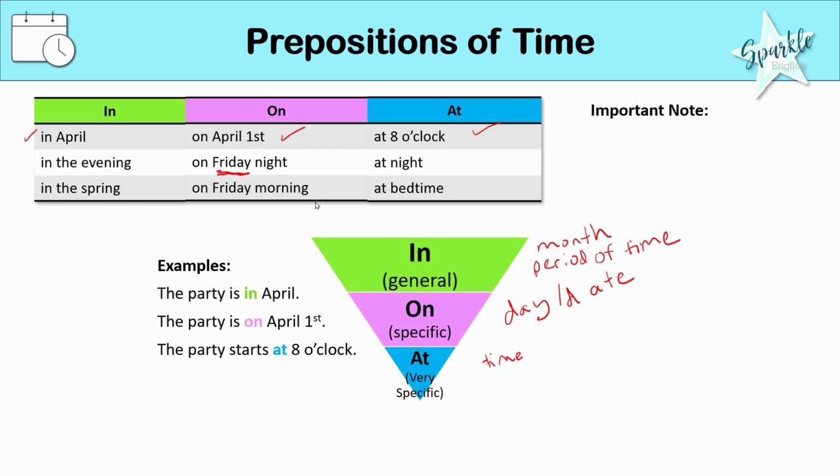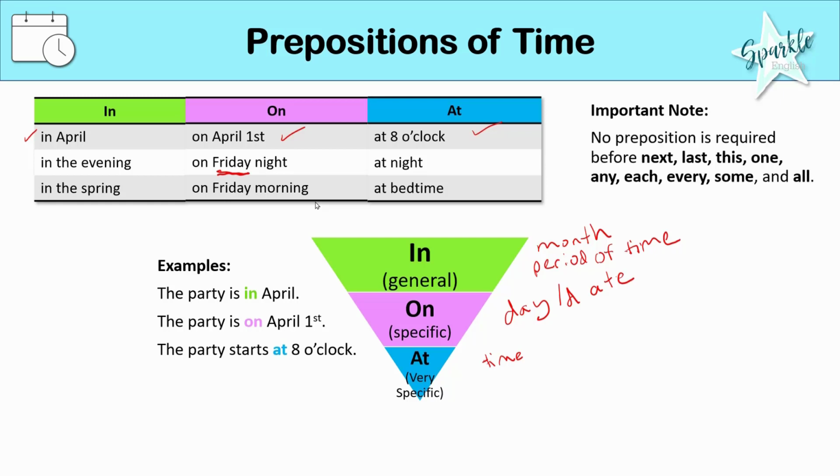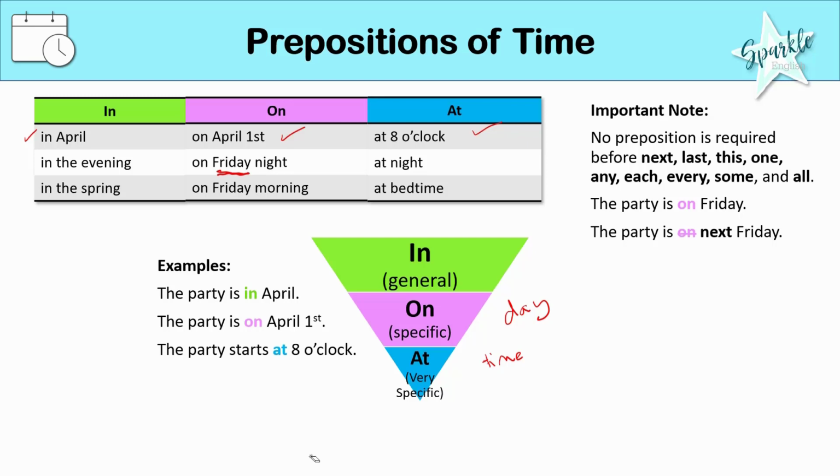So here's an important note. No preposition is required before next, last, this, one, any, each, every, some, and all. So for example, we would say the party is on Friday. You would not say the party is on next Friday. You cannot write the preposition on when you have next. Next replaces the preposition on. So we would just say the party is next Friday.